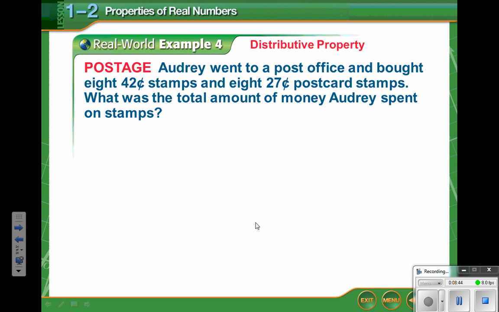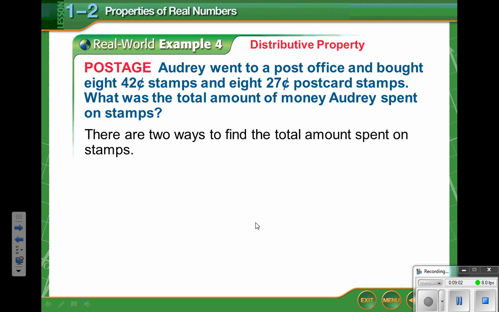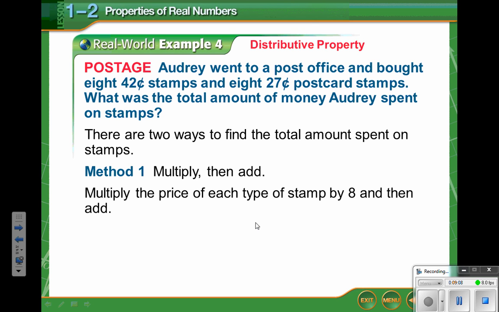Distributive property. Suppose Audrey went to a post office and bought 8 42-cent stamps and 8 27-cent postcard stamps. What was the total amount of money Audrey spent on stamps? Not a big deal of a problem. You could all do this without any difficulty. I just want to illustrate that there's two ways you can find the total amount spent on stamps. You could multiply first and then add. So you multiply the price of each type of stamp by 8 and add. So you get 8 times 42 cents plus 8 times 27 cents, and you come up with your total.